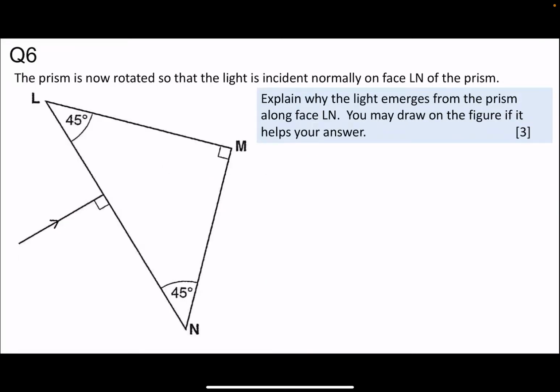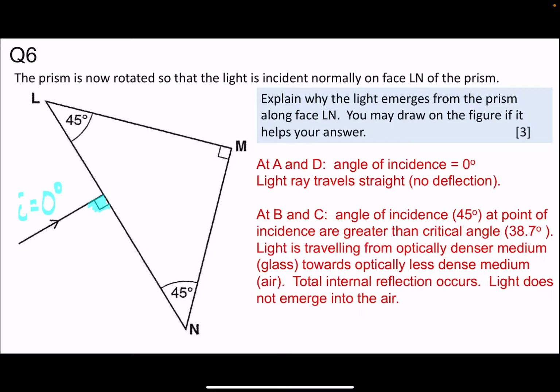The prism is now rotated so that the light is incident normally on face Ln. Explain why the light emerges from the prism along face Ln. Alright, so in this case, the light is incident normally, that means it's incident at 90 degrees to the face Ln. This means the angle of incidence is 0 degrees. And because the angle of incidence is 0 degrees, the light ray will travel straight and does not deflect.